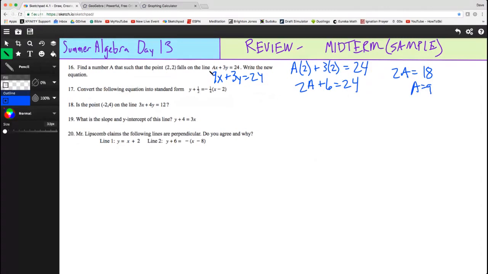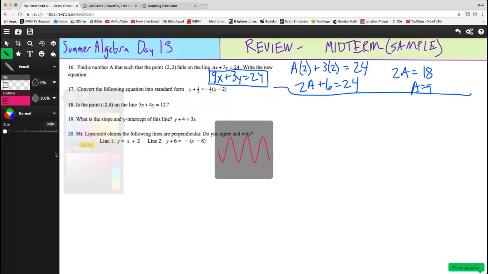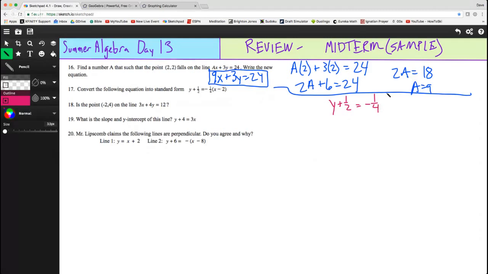Convert the following equation into standard form. Okay, standard form is where my x and y terms are on the left and my numbers are on the right. So let's go ahead and do that. We'll do that one over here. Y plus, let's do that one in a different color just so we don't get too confused here. So y plus 1/2 equals negative 1/4 x minus 2. So I'm going to get rid of my fractions. I'm going to multiply both sides by 4. I can't just multiply one side by 4. I got to multiply them both by 4 to keep it balanced. 4y plus 2.